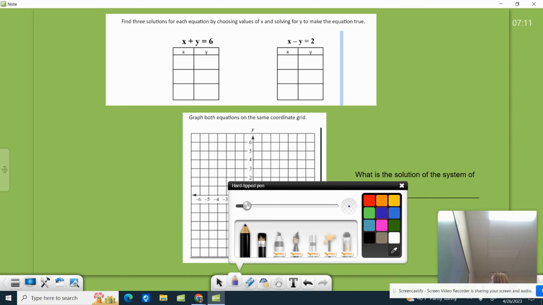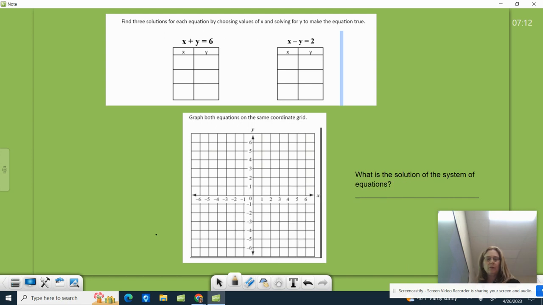Today I'm going to show you how to solve a system of equations when your equations are not in slope-intercept form. So I have two equations, x plus y equals 6 and x minus y equals 2. All right, so I set up two tables, and what I'm going to do is pick values that I can plug into these equations and solve for the missing variable. All right, so let's see how that works.